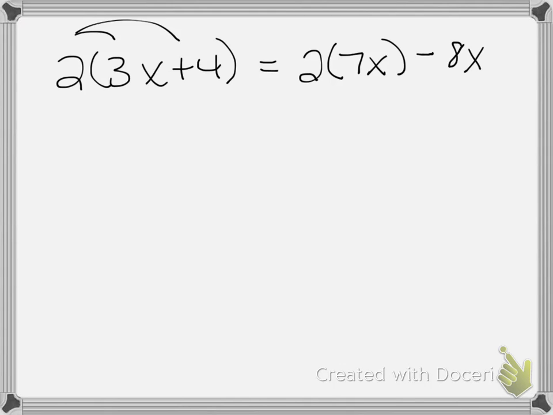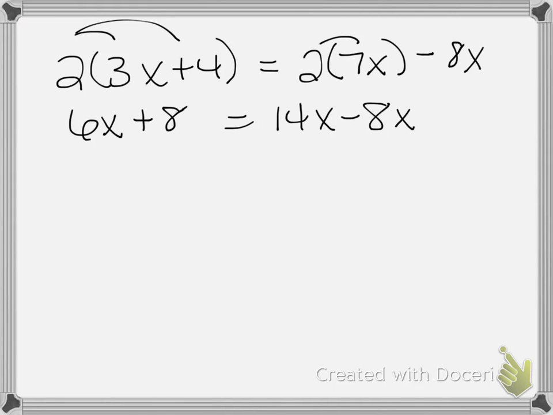As we already know and have studied, we're going to distribute there and say that that is 6x plus 8. And then we're going to multiply this together and say, okay, this is 14x minus 8x. So I'm going to put these together. This is going to be 6x plus 8, and then over here, this is going to be 6x.